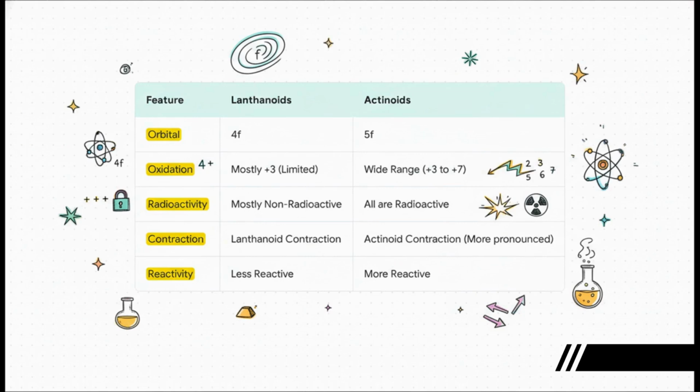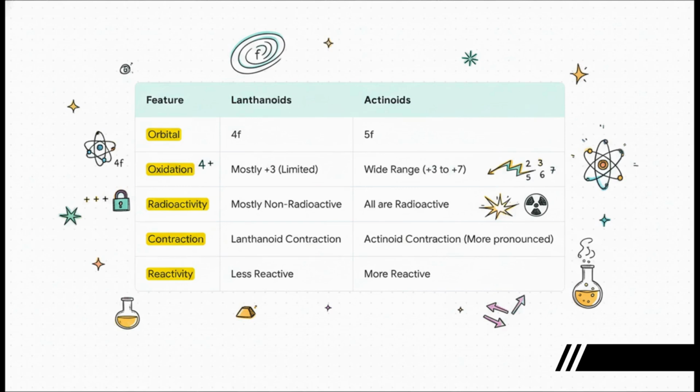Let's run through it. Orbitals, 4f for lanthanoids, 5f for actinoids. Easy. Oxidation state, lanthanoids are mostly +3. Actinoids are all over the place. Radioactivity, a hard no for most lanthanoids, a hard yes for all actinoids. Contraction, they both do it, but it's even more extreme in the actinoids. And why? Because 5f electrons are even worse at shielding than 4f electrons. And all this means that, in general, lanthanoids are less reactive, while actinoids are more reactive.